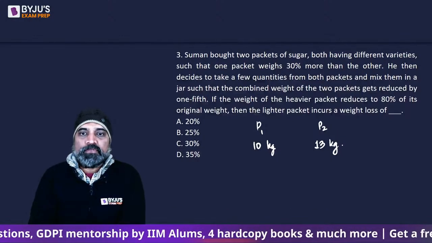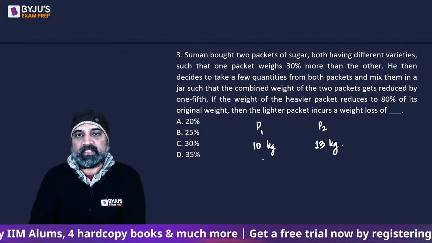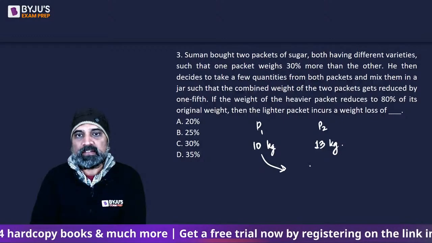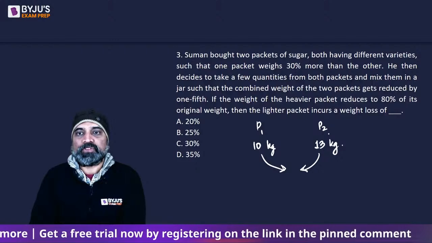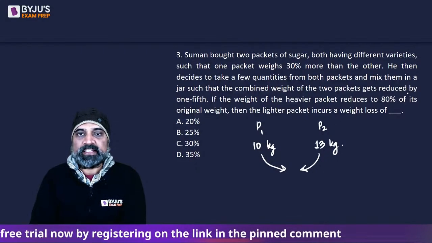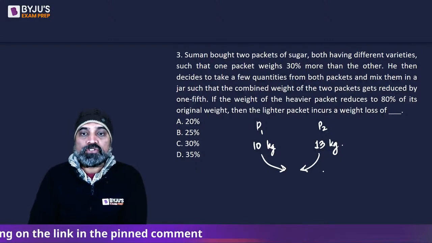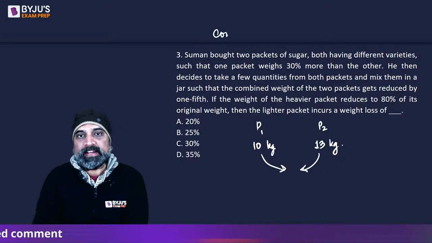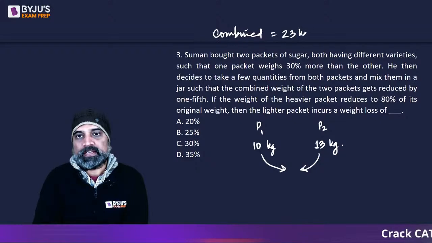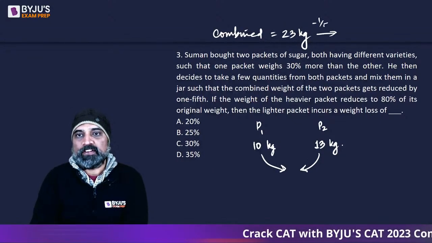Now, what he does is he decides to take a few quantities from both the packets and mix them in a jar, such that the combined weight of the 2 packets gets reduced by 1/5. So the combined weight is 23 kg, right? 10 kg plus 13 kg. So it gets reduced by 1/5.